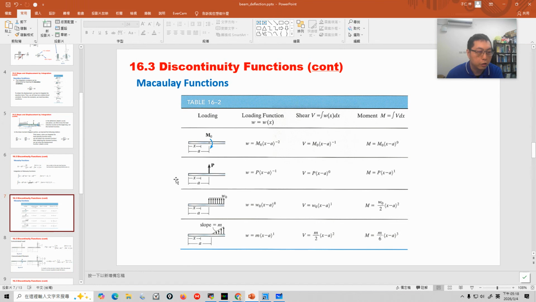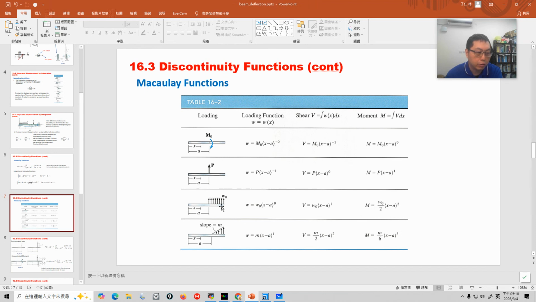In this chart, it gives you, I think, the most common situations for the loading of the beam. This is called concentrated moments. This is called concentrated force. Because this moment and force act at a specific position, they are called concentrated moment and concentrated force, or concentrated loading.